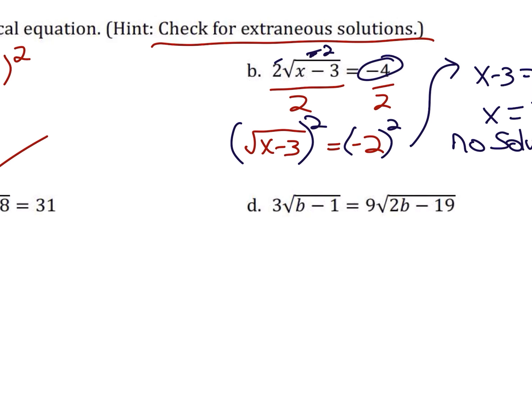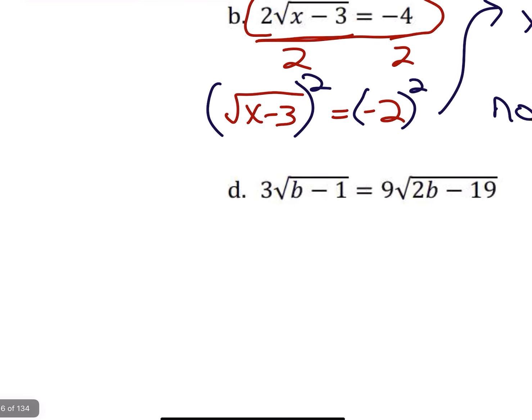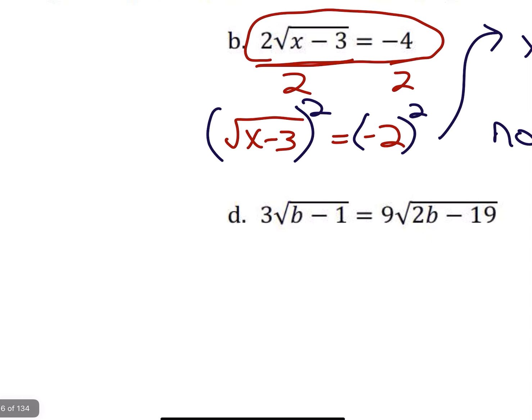And the reason it has no solution is because when we put the answer that we got, even though we did all of our work correctly, we showed that it didn't work in the original. But I want to show you how we can actually see that right off the bat at the beginning. So here's our original equation. If you notice that when we divided both sides by 2, we got the square root of x minus 3 equals negative 2.